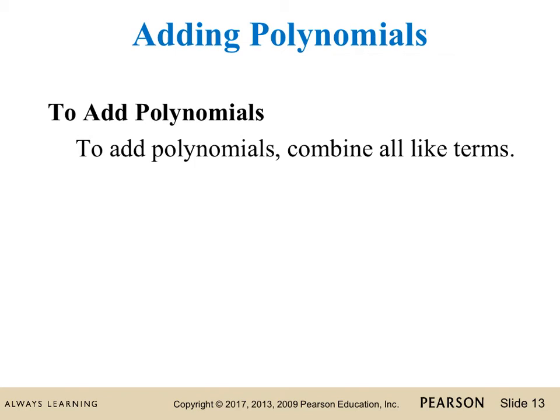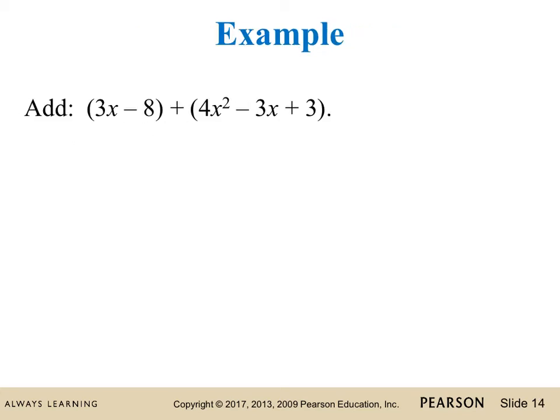Now let's talk about adding polynomials. To add polynomials, we're simply going to combine all like terms. So as an example, let's say I want to add the polynomial 3x minus 8, that's actually a binomial, to the trinomial 4x squared subtract 3x plus 3. You'll notice that there are parentheses around each of these polynomials, but since there aren't any exponents or coefficients, numbers to be distributed, things like that, these parentheses really just serve to group things together, so I might as well just drop them.